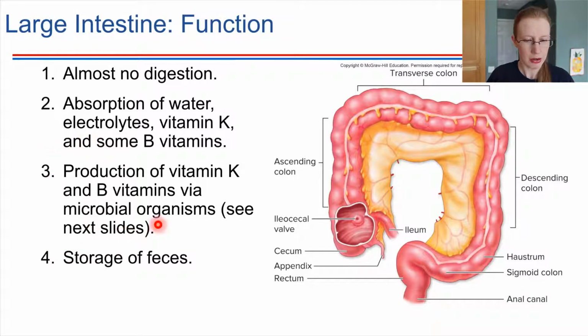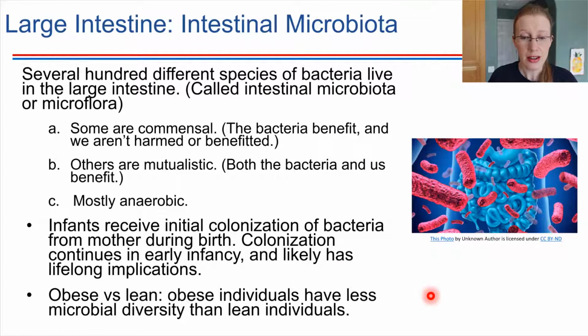So let's come back to number 3. We have microbial organisms that live in the large intestine. There are a lot of them that live here, and they're extremely important. There are many different species of bacteria that live here in the large intestine. We refer to them as the microflora or the microbiota. It's this whole population of many different species of bacteria. Most of them are anaerobic, meaning they don't need oxygen. Makes sense, right? There's not a lot of oxygen that makes it down here to the large intestine.